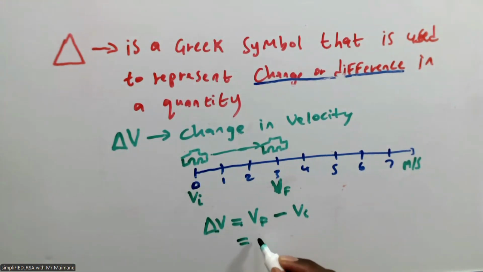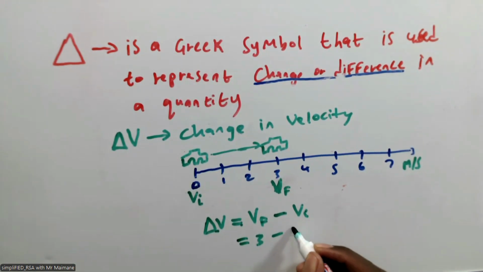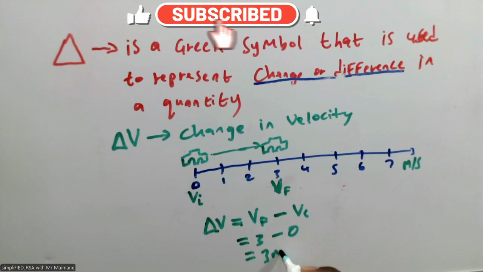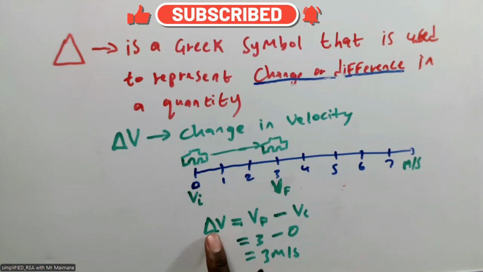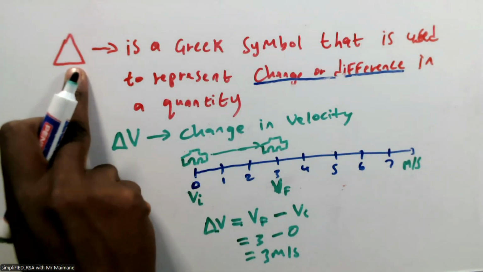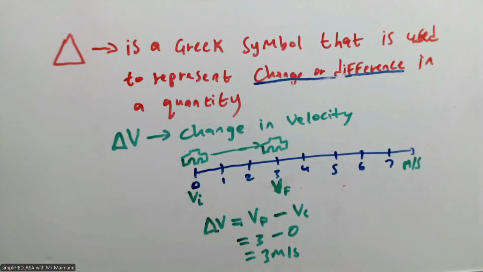So the final velocity would be 3 minus the initial velocity of 0. Therefore, we say the change in velocity is 3 meters per second. So change means the difference of, it doesn't really play a role.